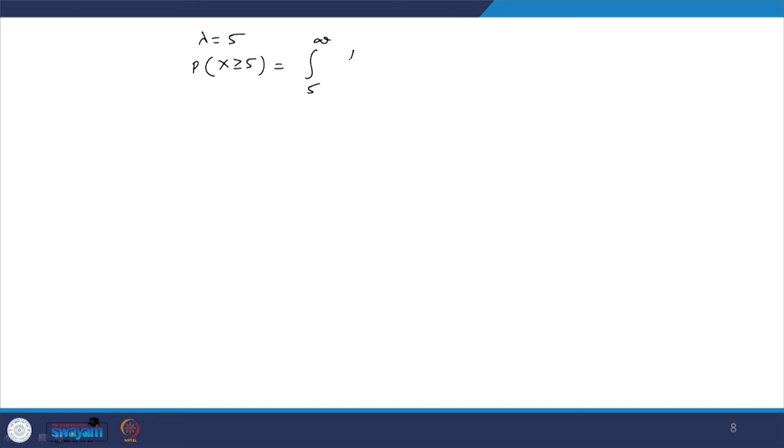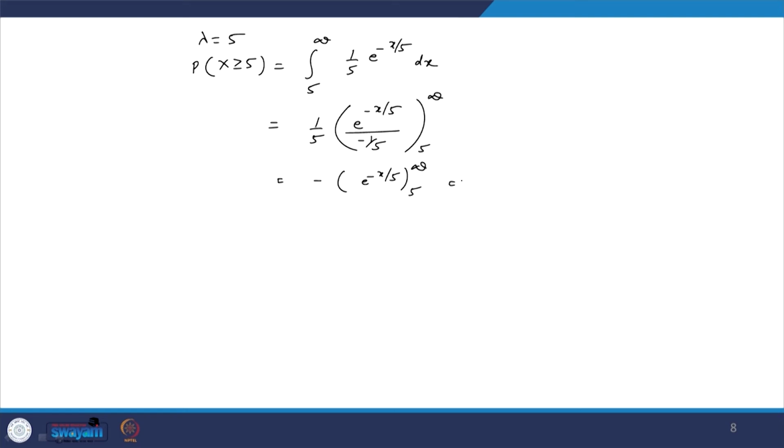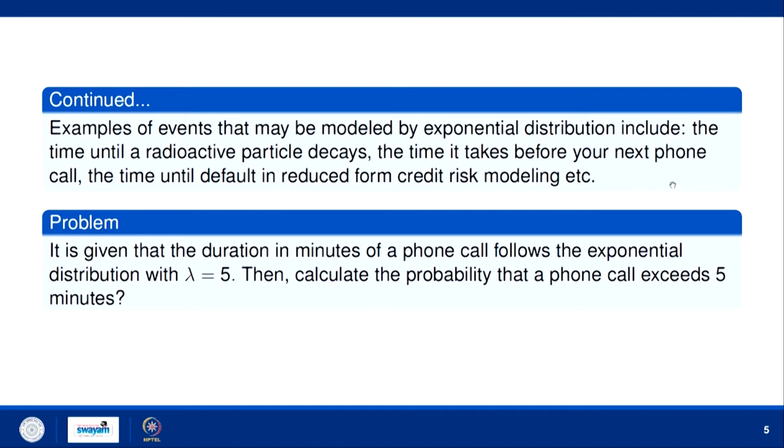So, it will be the integral of 1 by 5 e raised to power minus x upon 5 dx, which is 1 upon 5 e raised to power minus x upon 5 upon minus 1 by 5, from 5 to infinity. So, 5 cancels out, it is e raised to power minus x upon 5 from 5 to infinity. At infinity it is 0, and at 5 it is e raised to minus 1, so that is 1 upon e. This is the required probability. This is how we can solve problems based on uniform or exponential distribution functions.